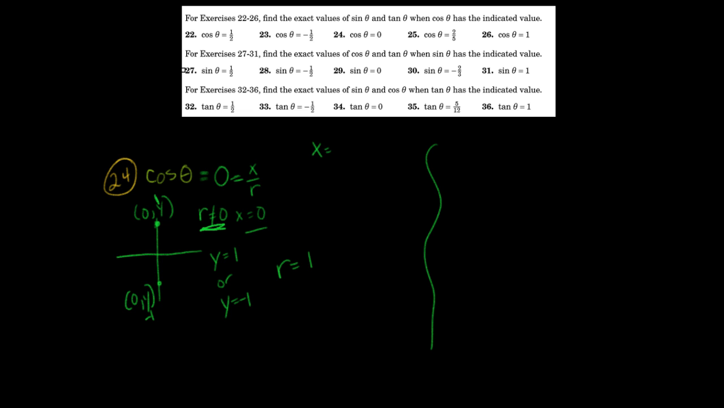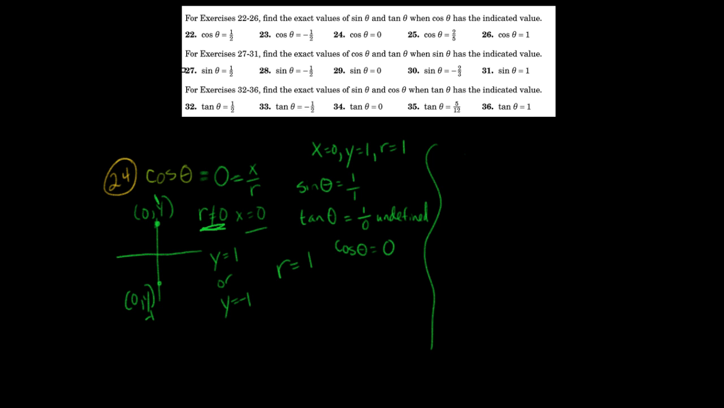When x is equal to 0, y is equal to positive 1, and r is equal to positive 1, we have our ratios as the following. Sine of theta is 1 over 1. Tangent of theta is y over x, which is 1 over 0, which is undefined. And cosine of theta was already given. Cosine of theta is equal to 0.